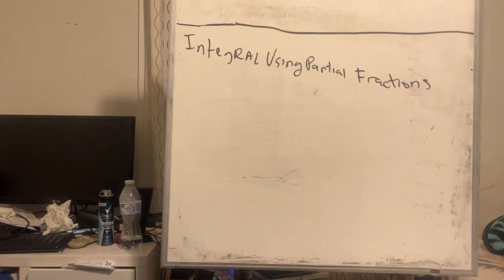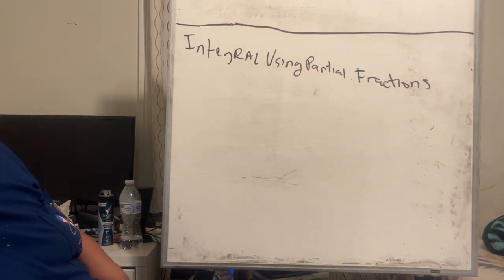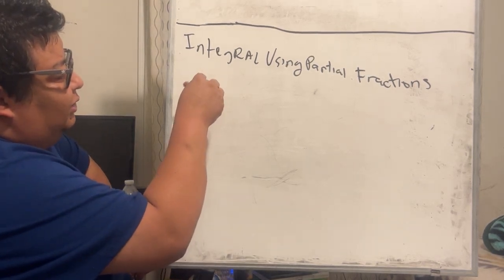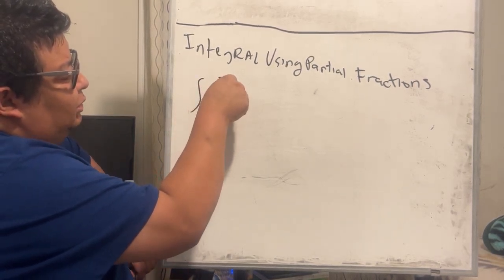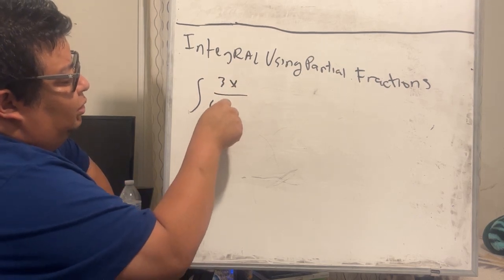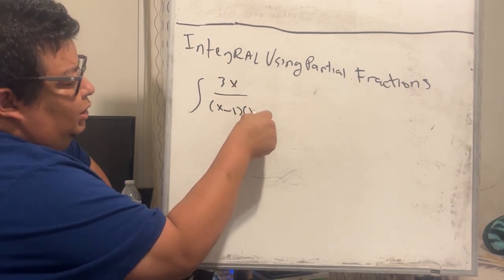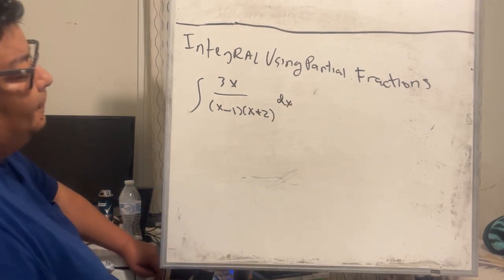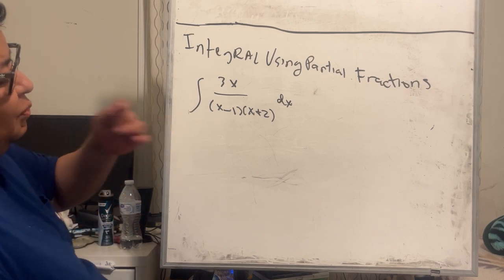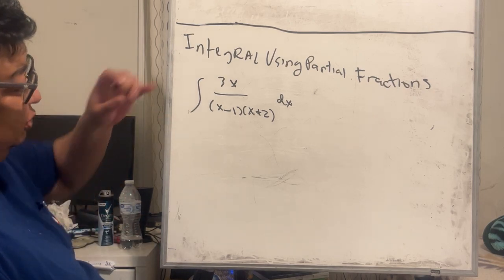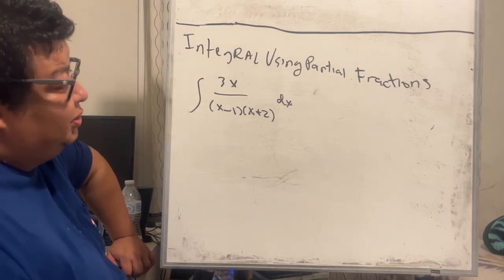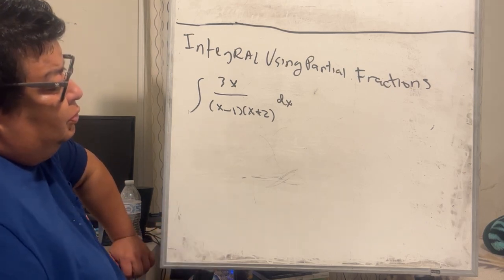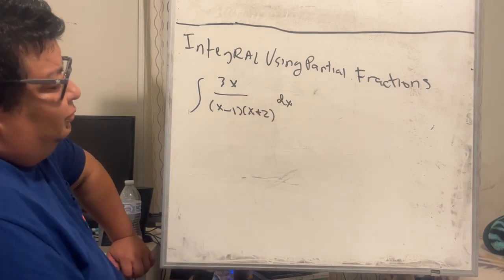Welcome. In this video, we're going to take a look at an integral using partial fractions decomposition. So let's say you're given the task to solve the integral of 3x over (x minus 1)(x plus 2) dx. So how would you do this one? This looks like a rational function. So the way you do it is by using partial fractions.